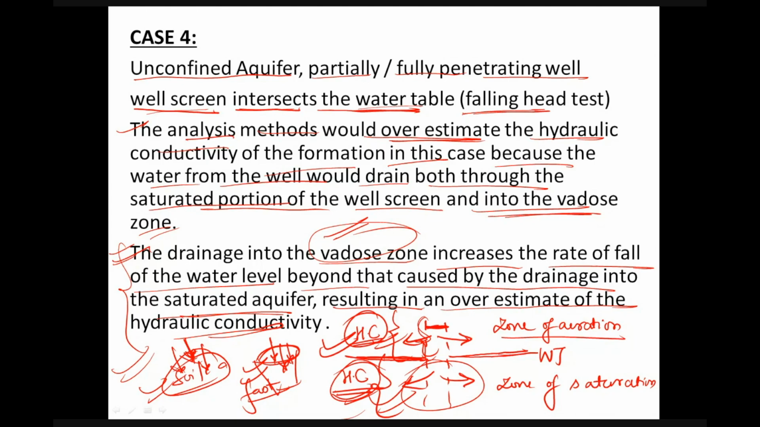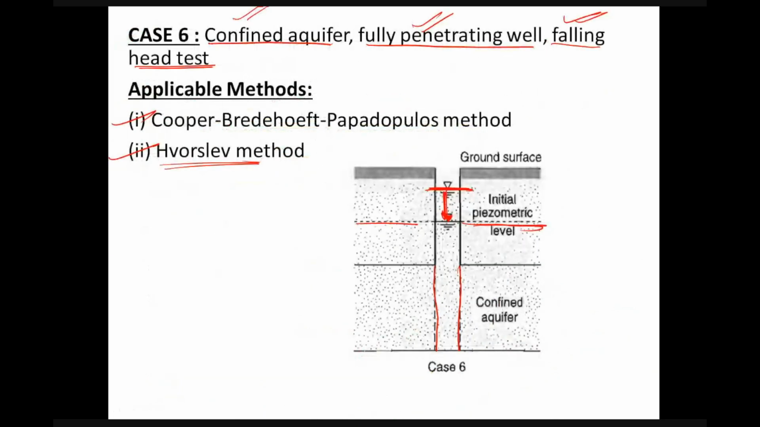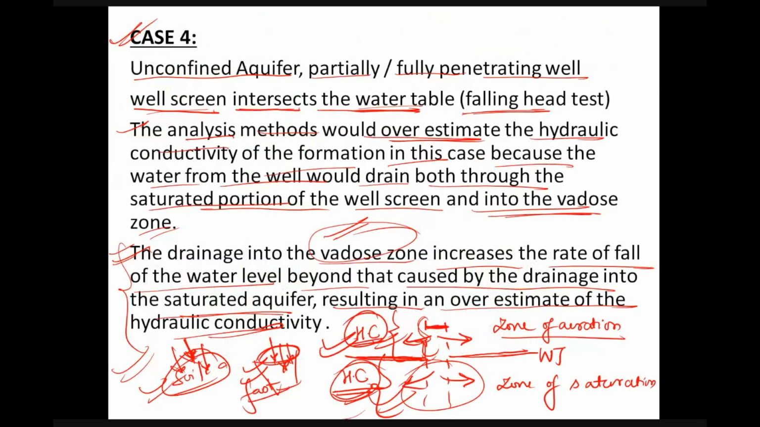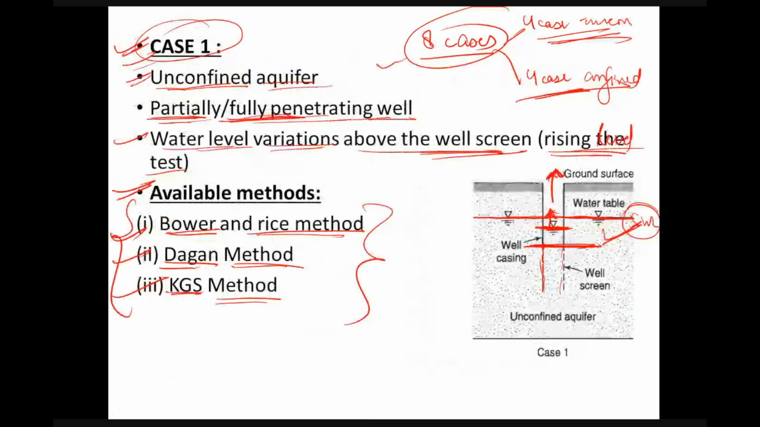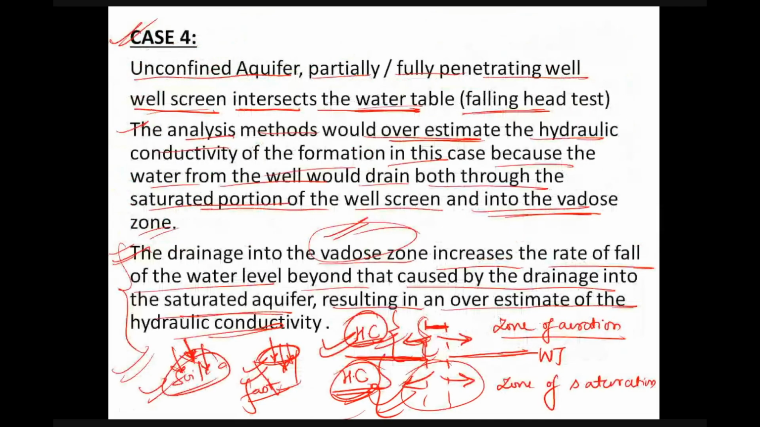Isn't it? They have given the case that such a case can also occur. In the previous three cases, there are applicable methods like Bouwer and Rice, Dhawan and KGS. So we will not use this, we will not be able to determine it. So what is the point in doing this test if any such case occurs?